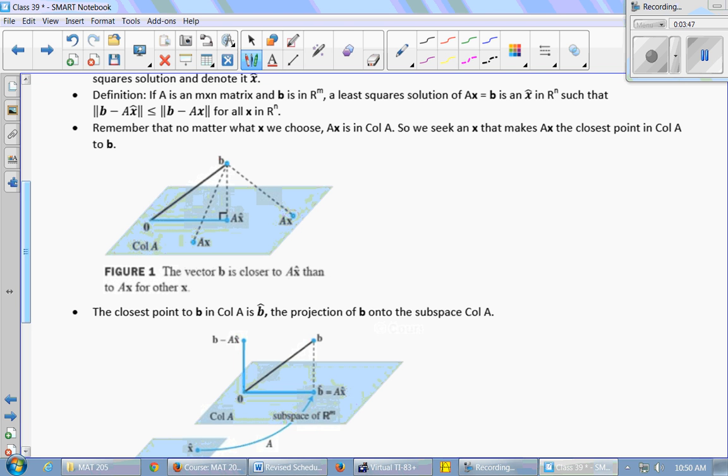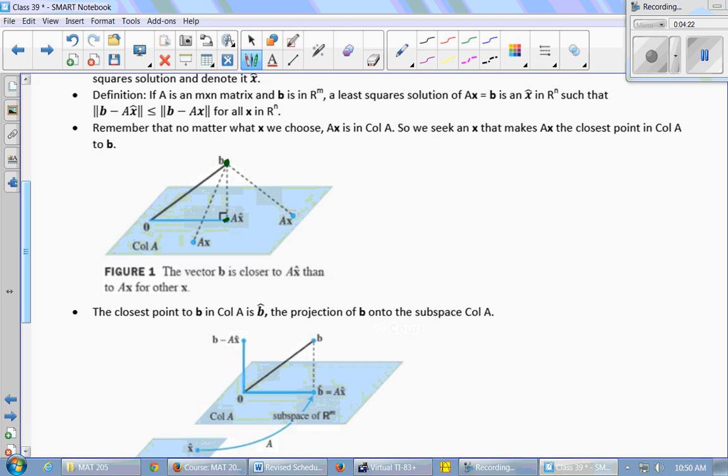Right, so here's my b. It's not in the column space, which means that there is no solution to Ax equals b. If it was in the column space, we would have a solution, we'd be all set. We wouldn't have to worry about this. But b is not in the column space, so instead, I'm trying to find the point in the column space that's as close to b as possible. And we've been working on finding the point that's as close to a point outside of a subspace as possible for the past couple of classes. It's just that we were calling the space W, and now we're calling it the column space of A.